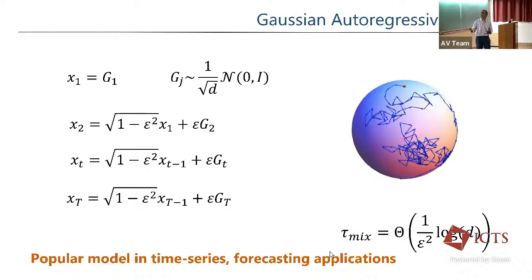Intuitively, if epsilon is 0, then you are not moving at all from your initial point, so your mixing time should be infinite. And if epsilon is close to 1, then your mixing time is essentially 1. And that is what you roughly get. So this tau mix, you can view as being of the order of log d by epsilon squared. This tau mix is not tight for large epsilon. This is only for epsilon which is fairly small, like less than some constant.